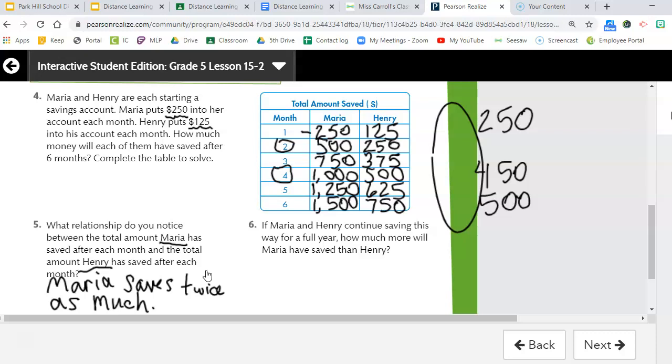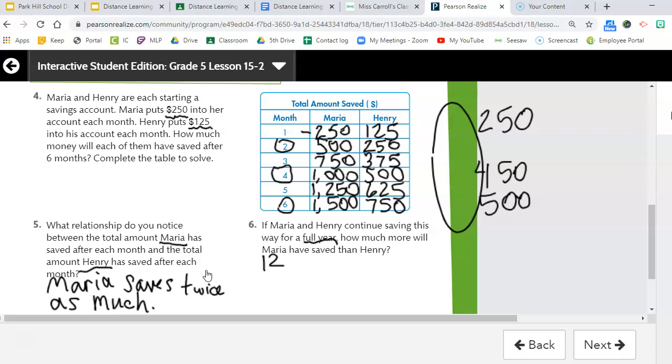Okay. Now finally, number 6. If Maria and Henry continue saving this way for a full year, how much more will Maria have saved than Henry? Okay, for a full year. A full year is 12 months, okay? Right now I only have up to 6 months, okay? So I don't want to keep adding on to my table. That would take a really long time.